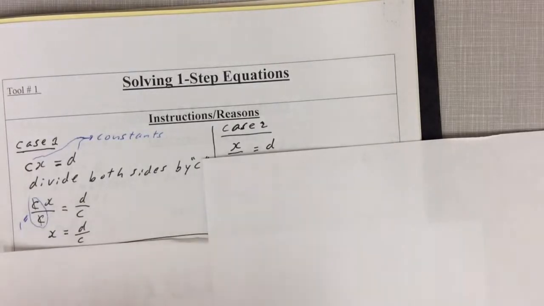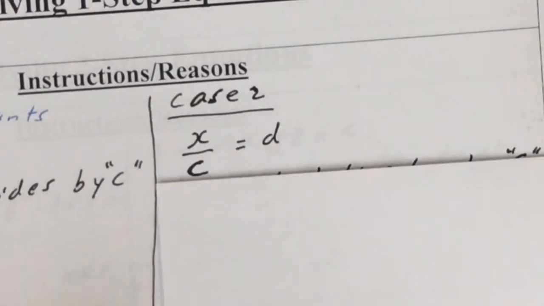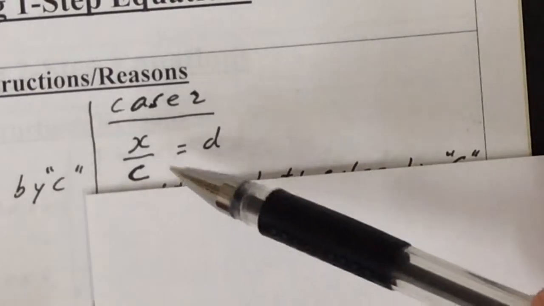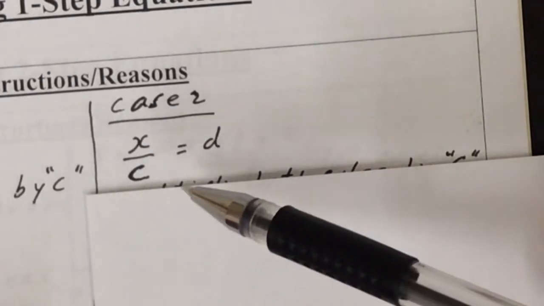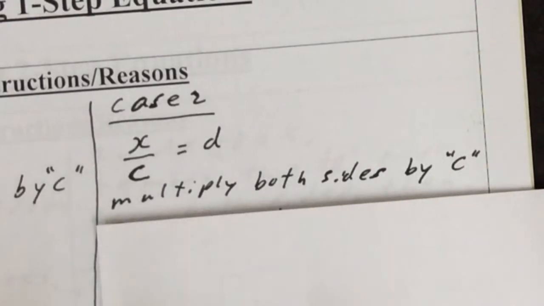When you've got here x over c equals d. Well, now that's x divided by c. If you're going to divide by c here, to get rid of that, to find out what 1x is, then you're going to have to multiply. Multiplying is the opposite of dividing. Right? So multiply both sides by c in this case.